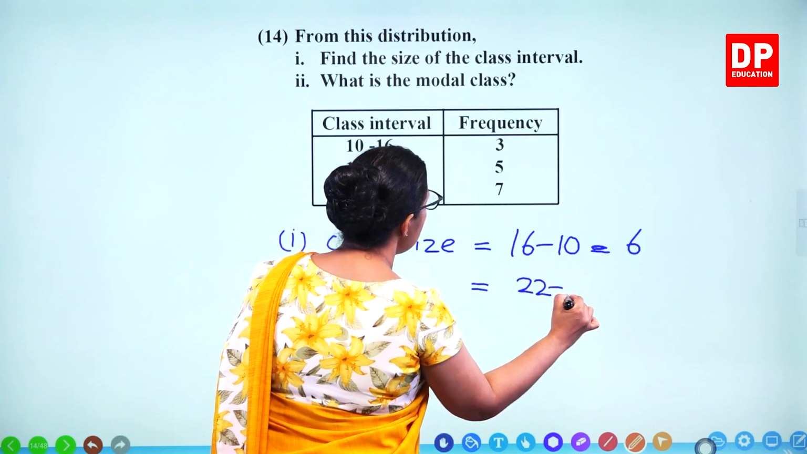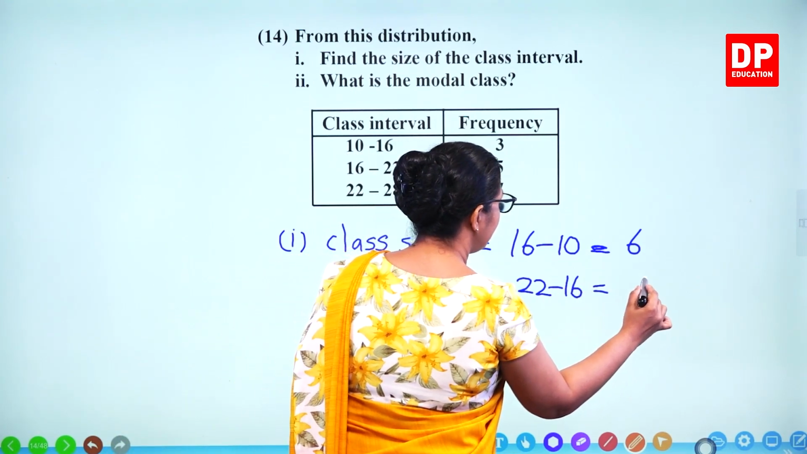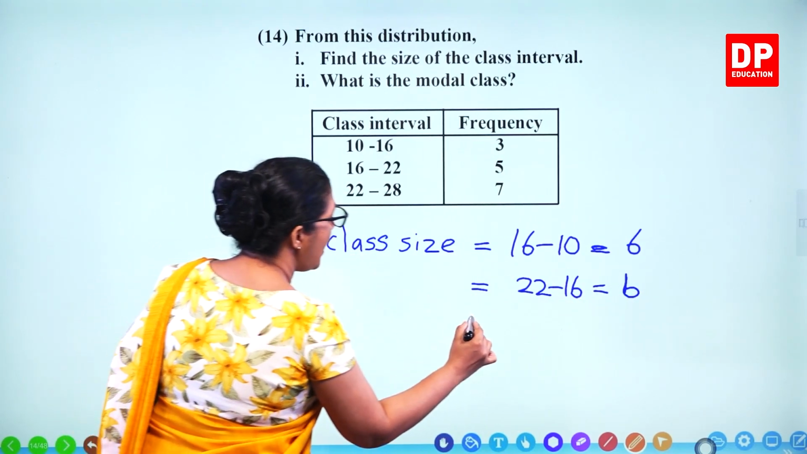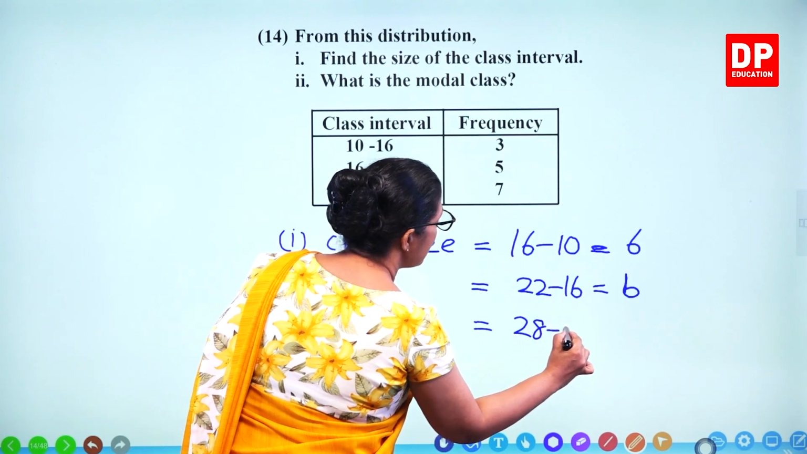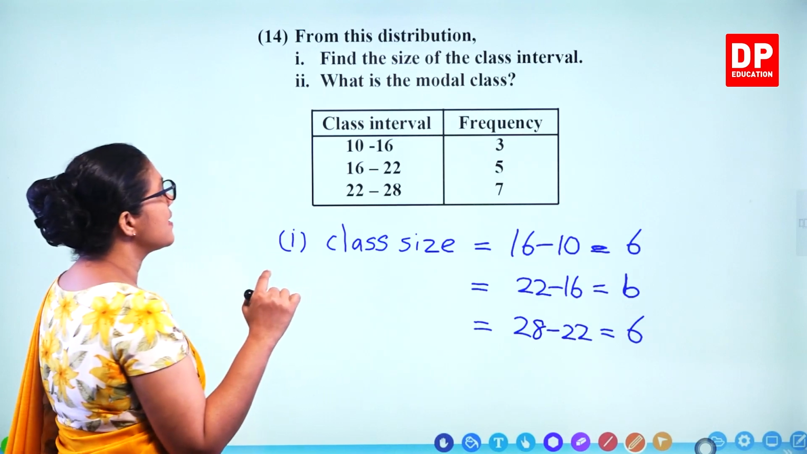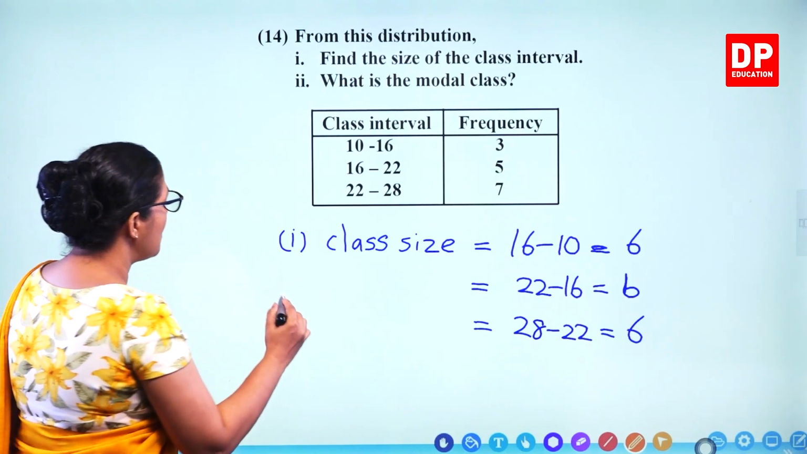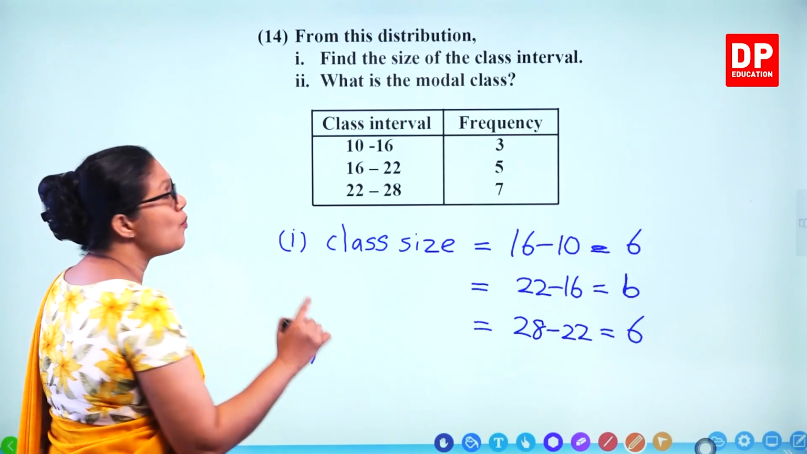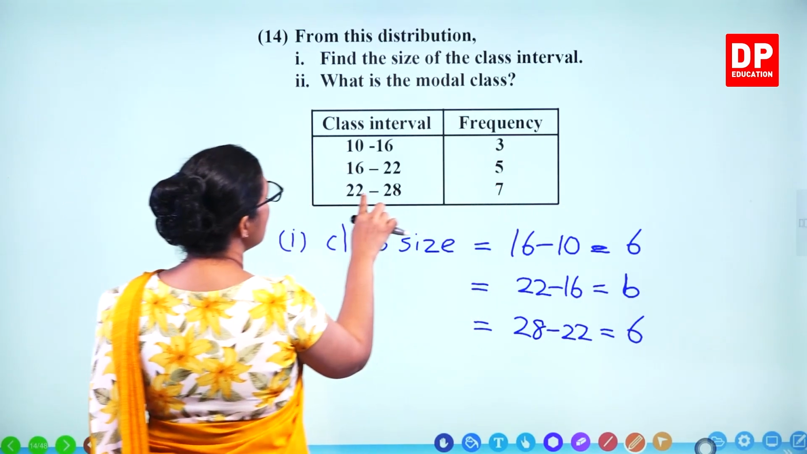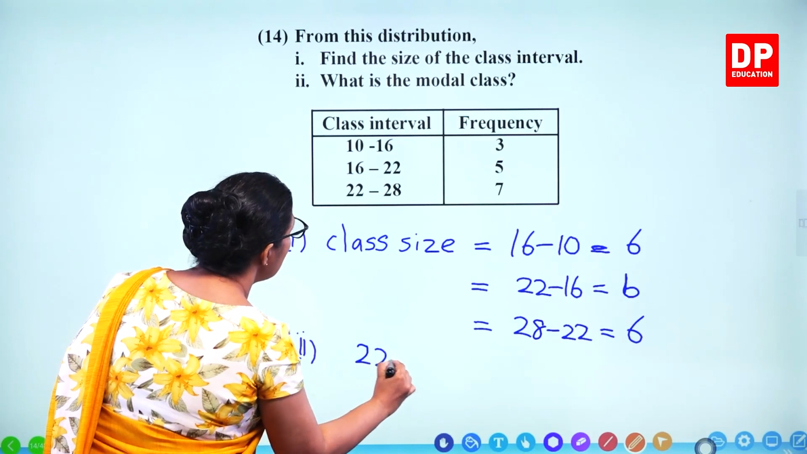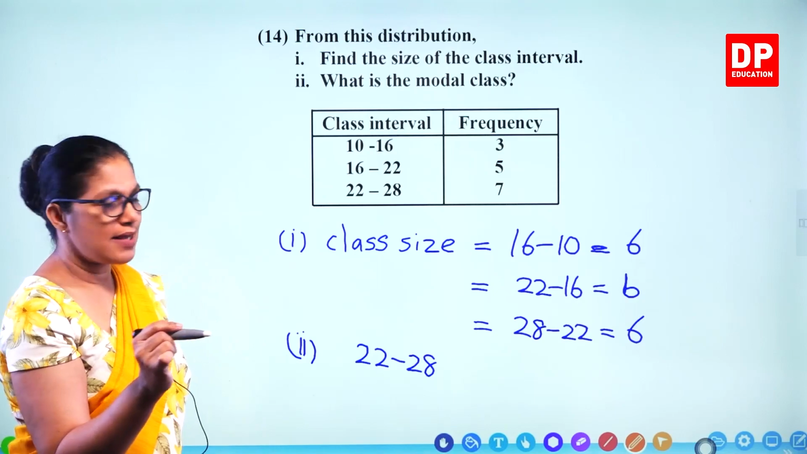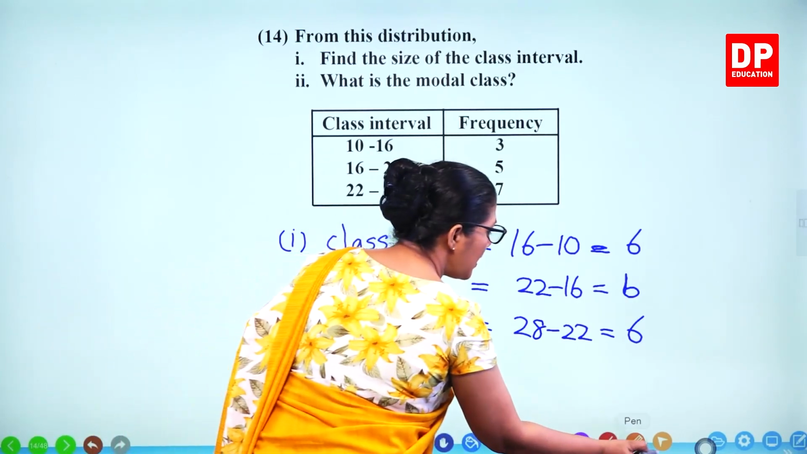22 minus 16, that's also 6. 28 minus 22, that's also 6. So the class size is 6. What's the modal class? The one which has the highest frequency. So 7 is the highest. So you write the interval: 22 to 28 is the modal class. So 1 mark each.